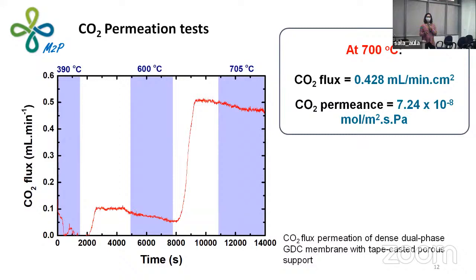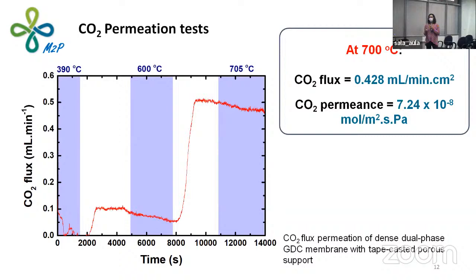So here is when the system reached temperatures above 500 degrees C. So the carbonate is melted. And we can see that with the increase of temperature, we got an increase of permeation. There is a small decrease in the permeation. It's possible due to the interaction between the carbonate and sealant.